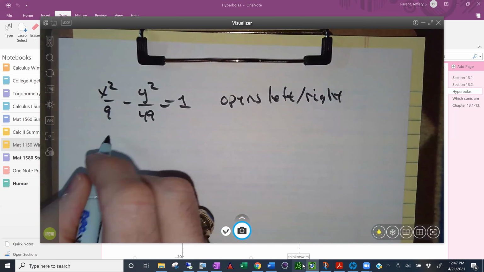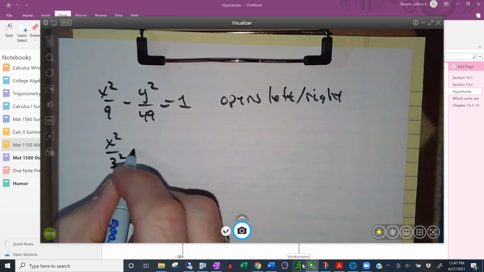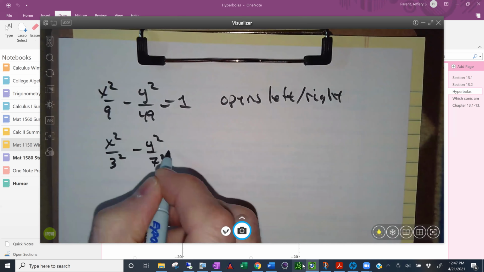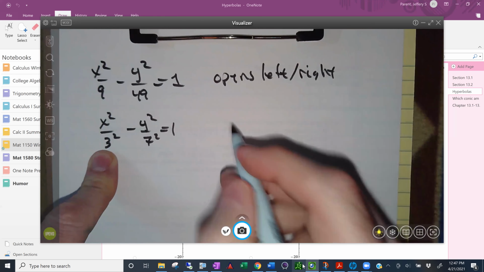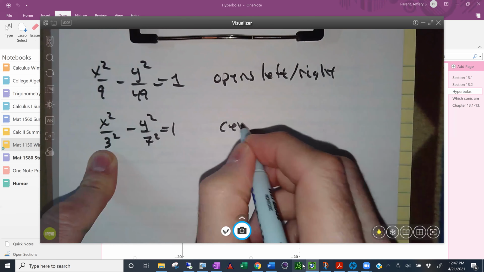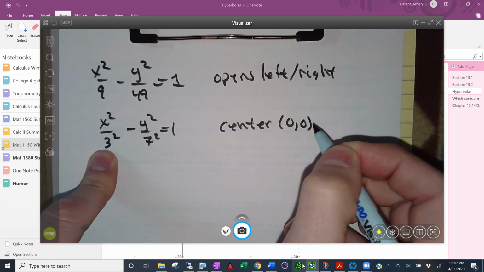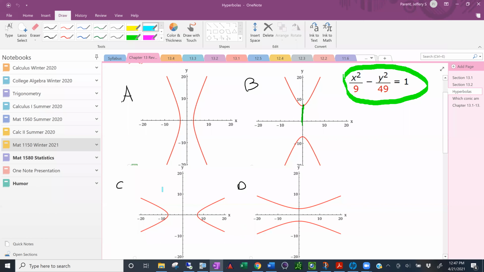Now, to further narrow it down, you might want to think of it as x squared over 3 squared minus y squared over 7 squared equals 1. The vertices are going to be in the x direction. They're going to be a distance of about 3 away from the center. The center in this case is 0, 0. So which one of these looks like it has vertices that are a distance of about 3 away from the center, either A or C? A. Yeah, I'm thinking A.